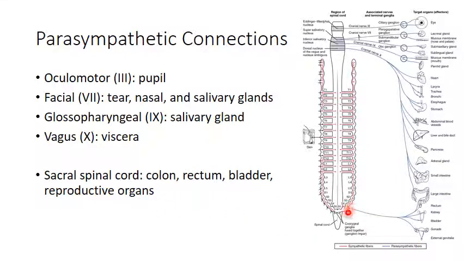In this region, we get pelvic splanchnic nerves. So if you don't remember what splanchnic nerves are, go back to the last lecture where I mumbled through that. But we have these nerves that pass straight through ganglia and then head towards their target organ. They go to what's called the inferior hypogastric plexus, which then is going to sort of spread that message towards different targets. So we get the colon, the rectum, the bladder, reproductive organs.